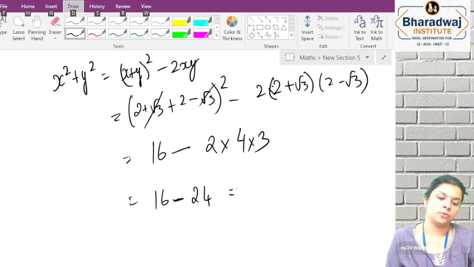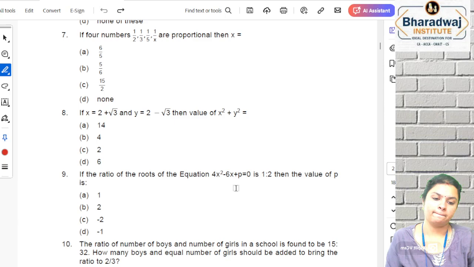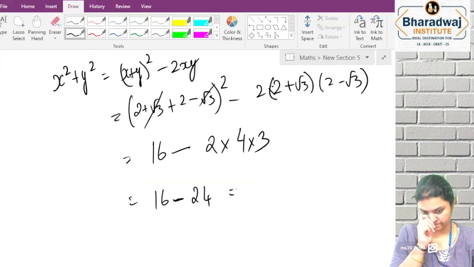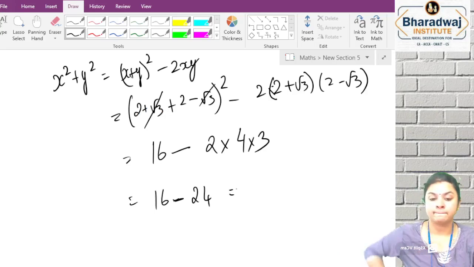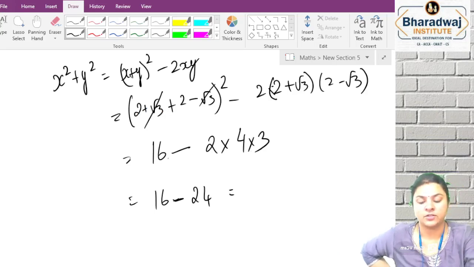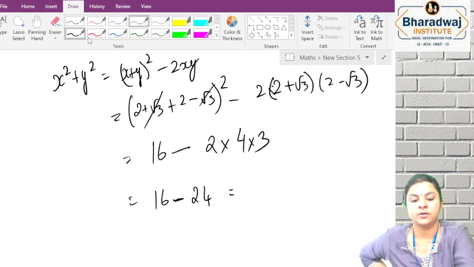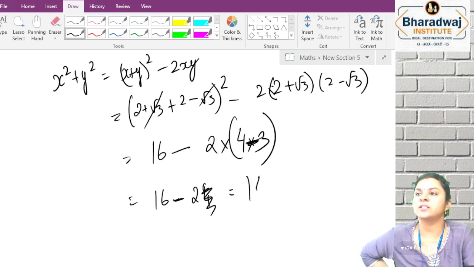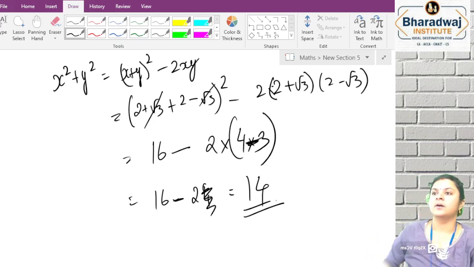A square is 4. Hmm? 4 minus. Sorry. Correct. This is 4 minus 3. My bad. So 16 minus 2, answer is 14. Answer is 14.